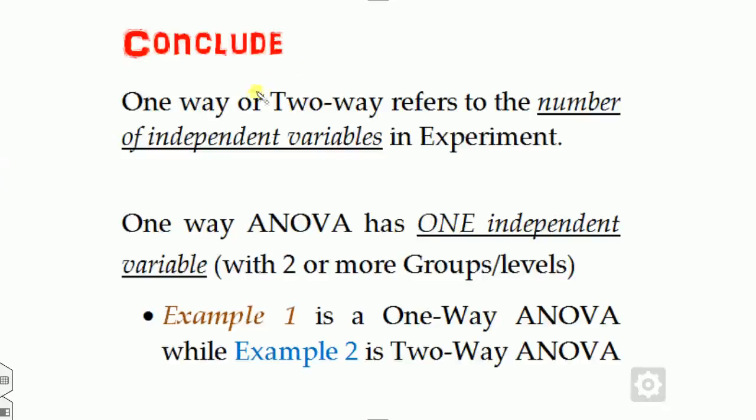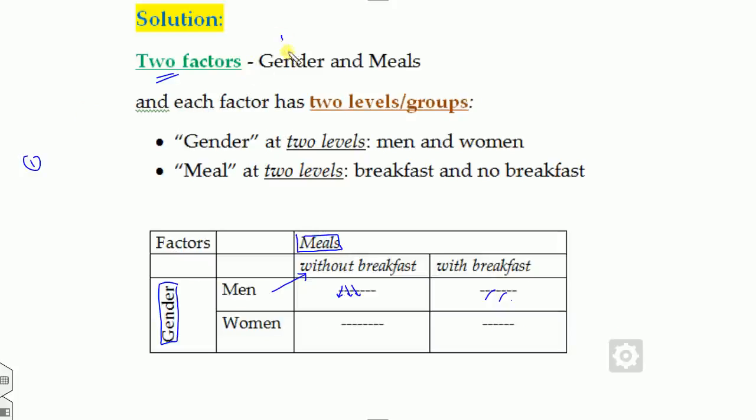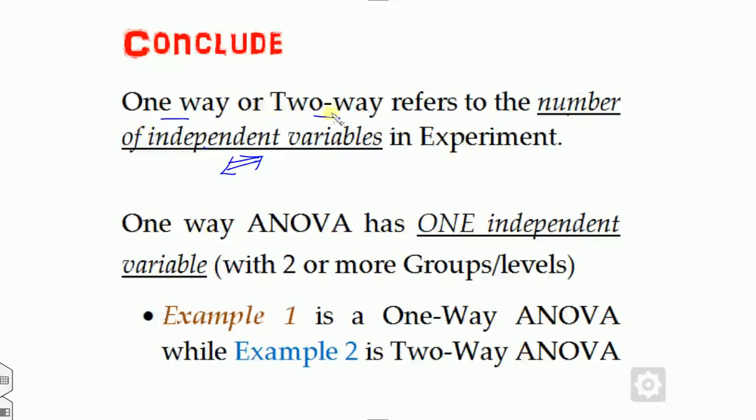So what we conclude is that one way or two way just refer to the number of independent variables. This is the most crucial thing. Look at here, there are two factors: one is gender and the second is male. So there are two variables, and they must be independent. If there are two independent variables, we call it two-way. If there is one independent variable, we call it one-way. So one-way ANOVA has one independent variable.